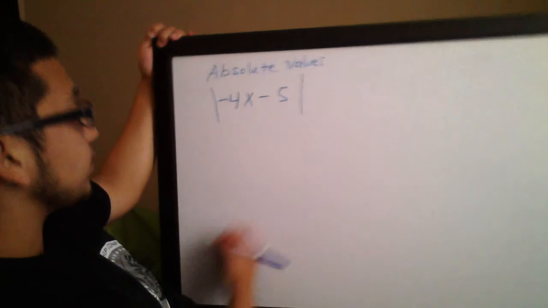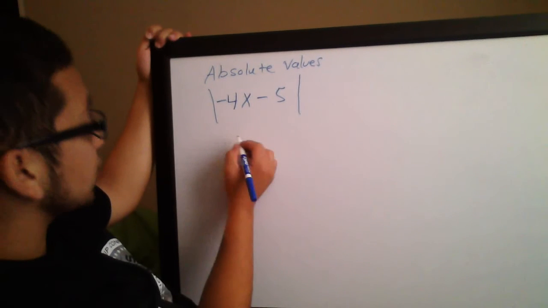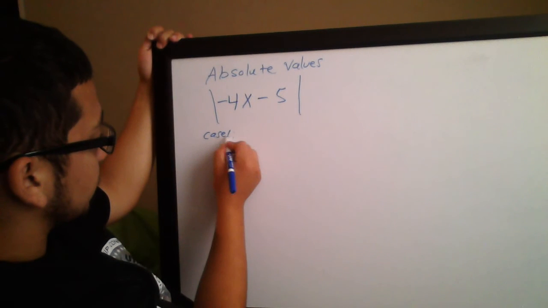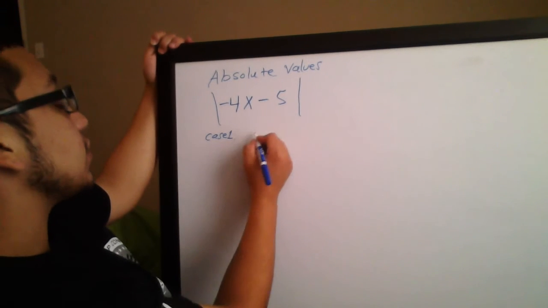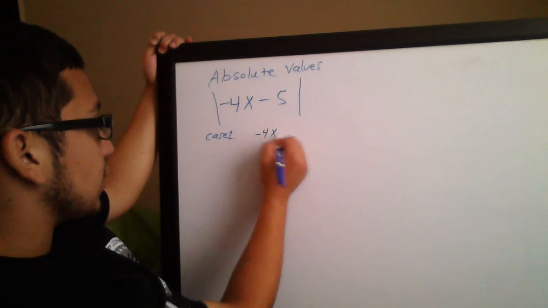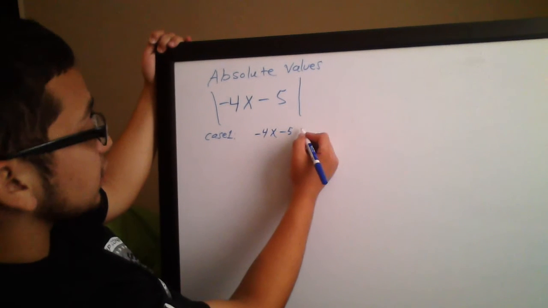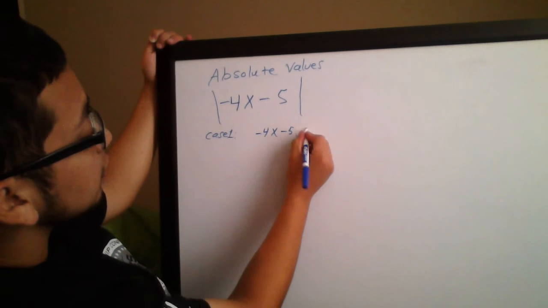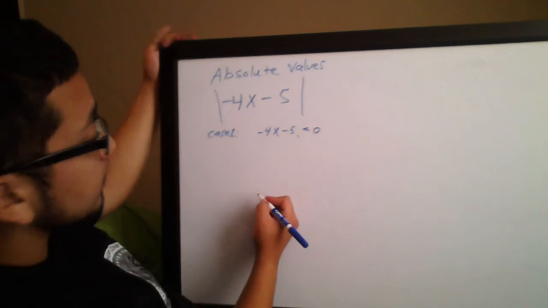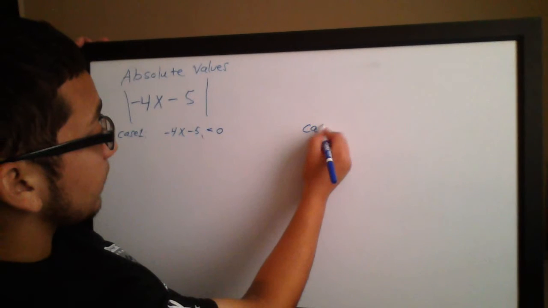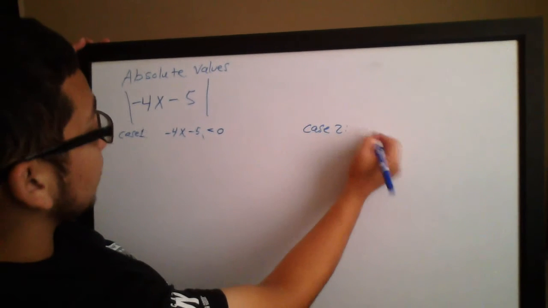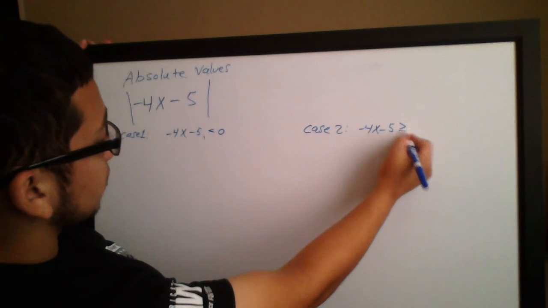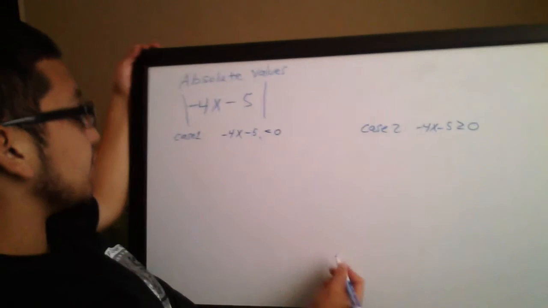So we would say, well, for case 1, we have minus 4x minus 5 is going to be, or actually, sorry, not equal to, but less than 0. And for case 2, we have minus 4x minus 5 is greater than or equal to 0. And then we just solve these two.